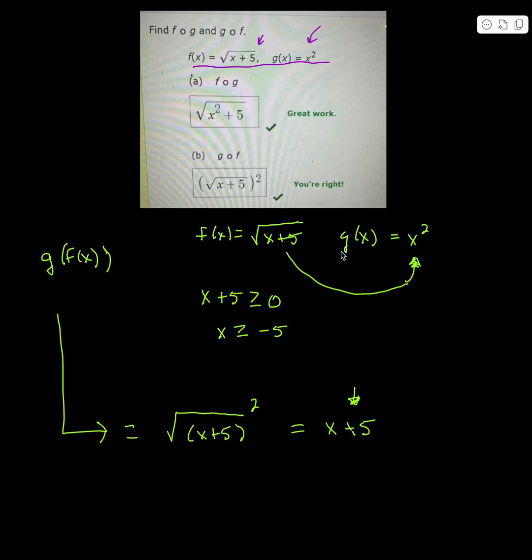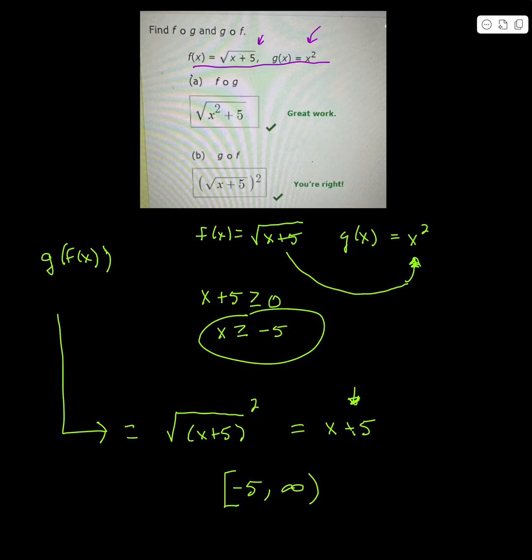However, because it came from f of x, this is still in play. So x must be greater than or equal to -5, which means we'll have -5 to infinity as the domain of the composite function.